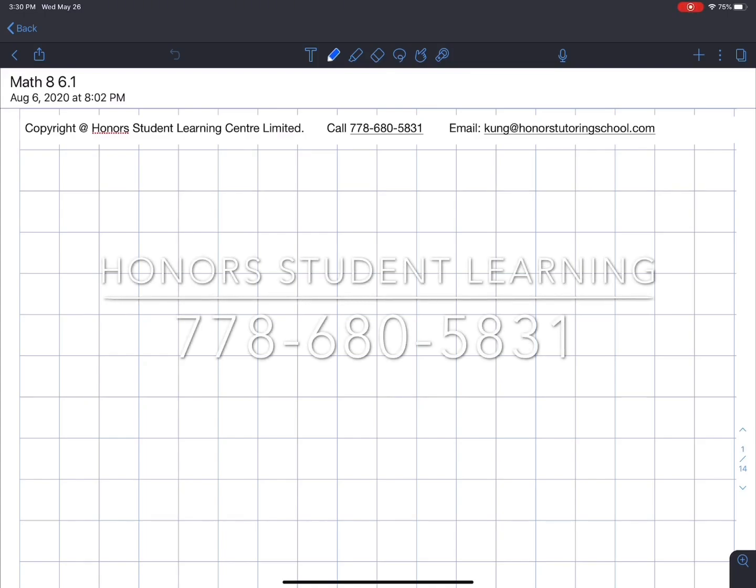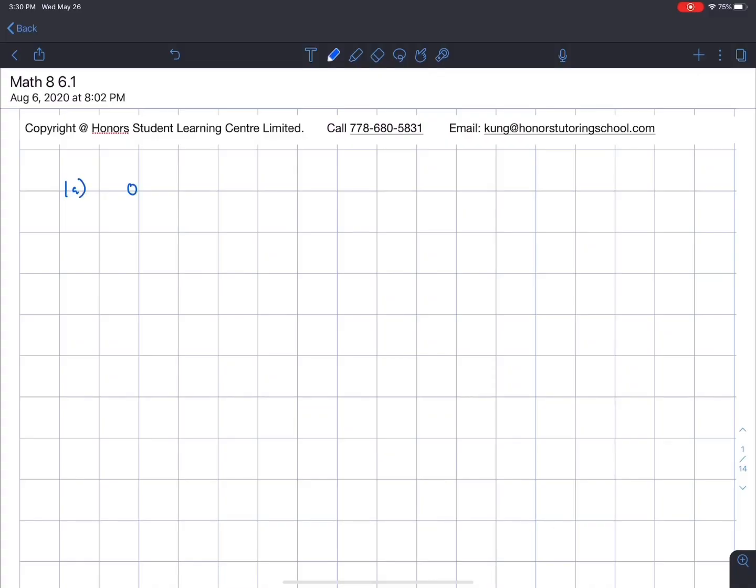Okay, now we are on 6.1. This is question 1. 1a. 0 square. This is read as 0 square. Or you can also read this as 0 to the power of 2. To the second power. Or 0 to the power of 2.